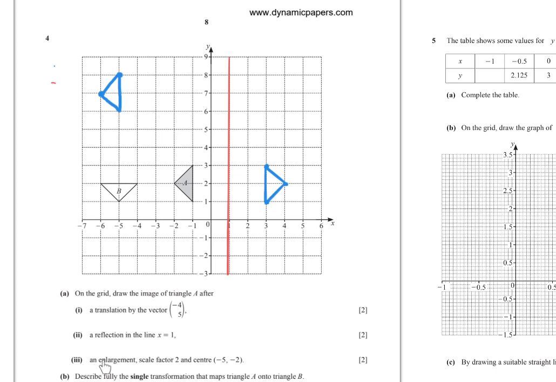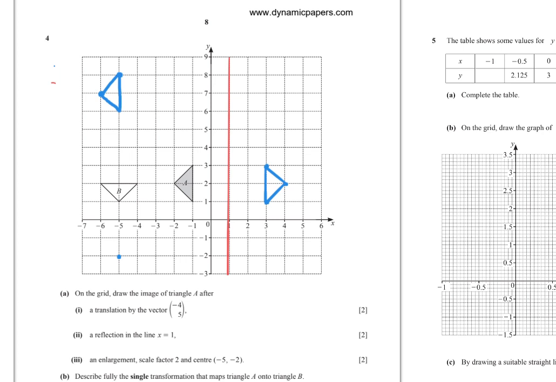Triple I, an enlargement scale factor 2, center negative 5, negative 2. So this is the center. Now from this center, we need to enlarge this triangle by scale factor 2. First, how do we travel from the center to this point? 4 to the right and 3 up. Multiply by 2 because the scale factor is 2.